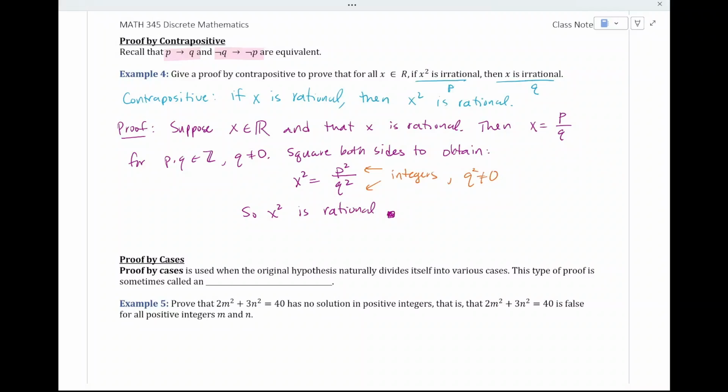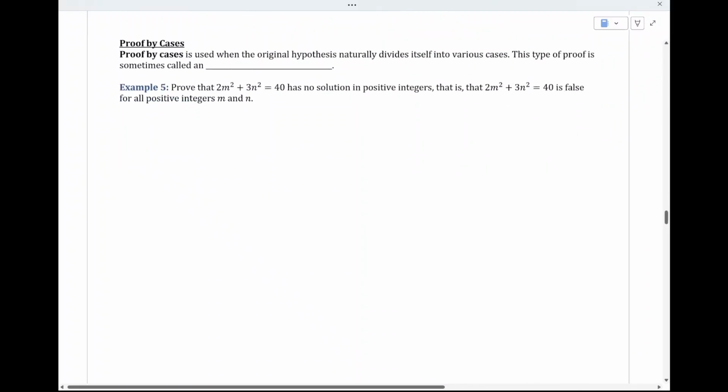And that is proof by contrapositive. Next one is proof by cases.